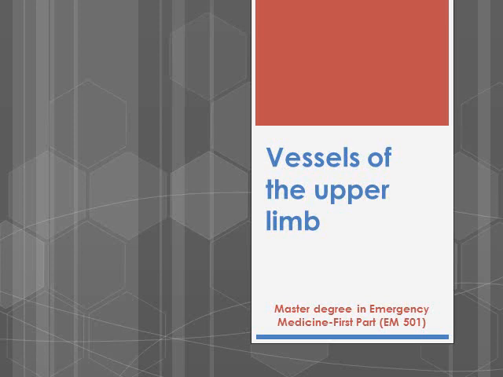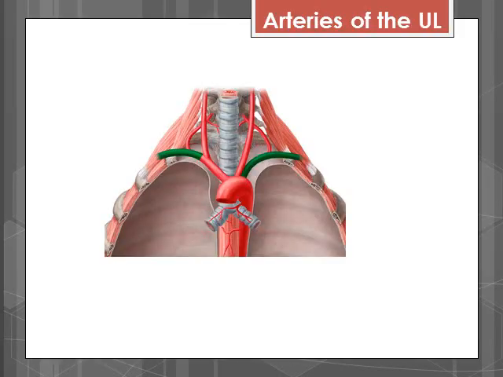In this lecture, I will talk about the vessels of the upper limb. The subclavian arteries carry the arterial supply to the upper limb. Here we can see the origin of the right and left subclavian arteries.